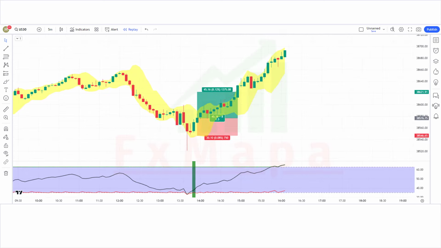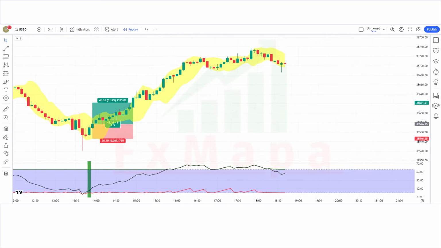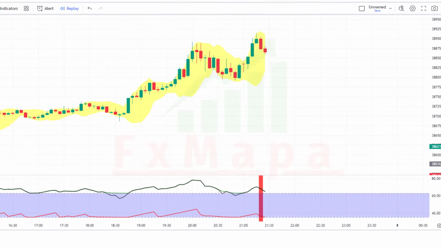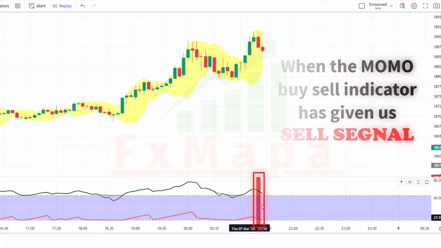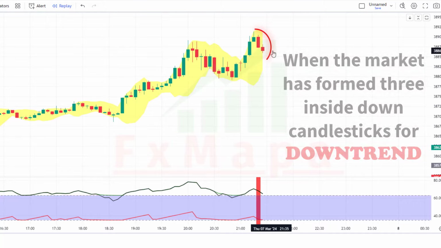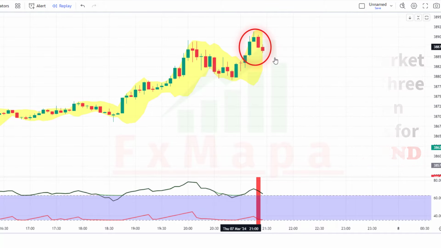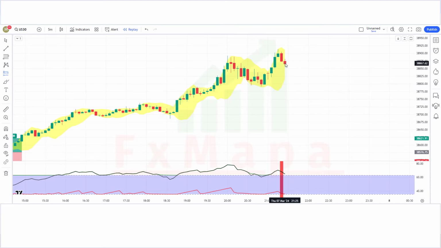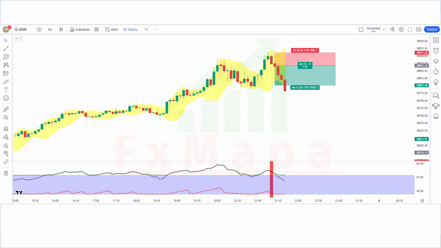Now let us understand short position. When the MOMO buy sell indicator has given us sell signals, when the market forms two bearish candles, when the market has formed three inside down candlesticks for downtrend. If this condition is fulfilled, then we will place sell order. Our stop loss will be placed at the top level of trend detection indicator, and the risk to reward ratio will be 1:1.5. The market has completely hit the target.